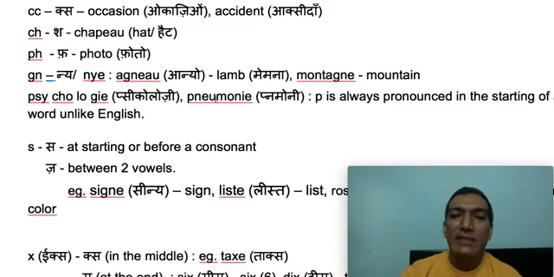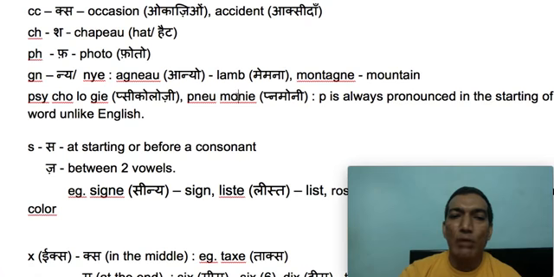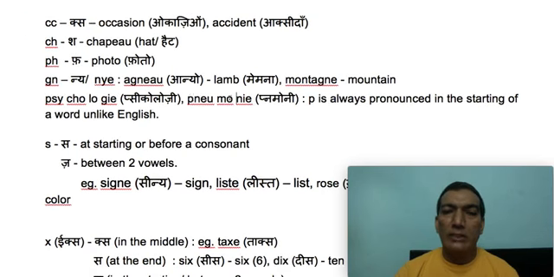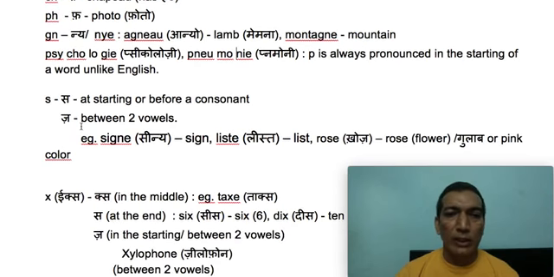Then the second example is pneumonia. I will break this word also. So it is pneumonia. Pneumonia. So you can see that as in English, psychology or pneumonia, you have to pronounce P in those words or any other word if it exists. Okay. So we'll continue.